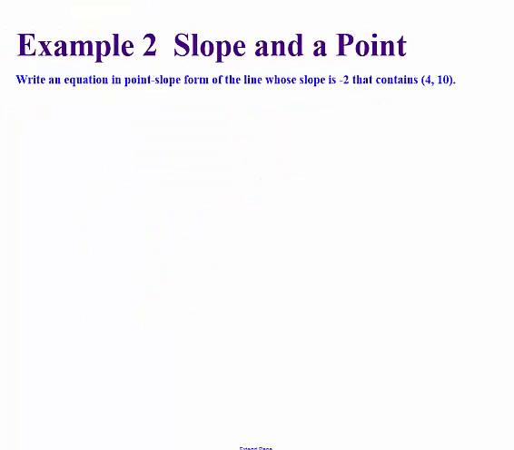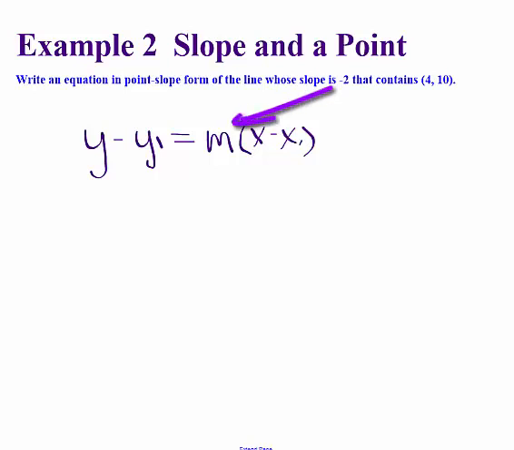Example 2, slope and a point. Write an equation in point-slope form of the line whose slope is -2 that contains the coordinate (4, 10). So to do this, I first need to write what the point-slope form is. The point-slope form is y minus y1 equals m times x minus x1. And then I'm just going to fill in the information that they give me. They give me my m, which is my slope, is -2.